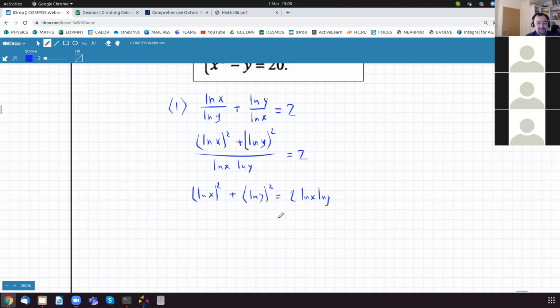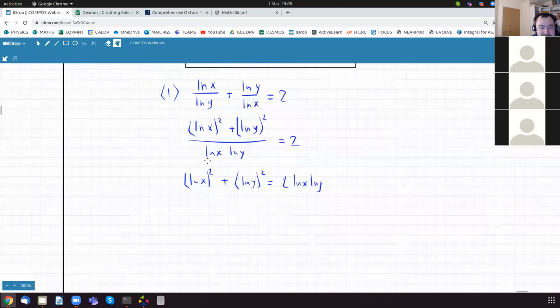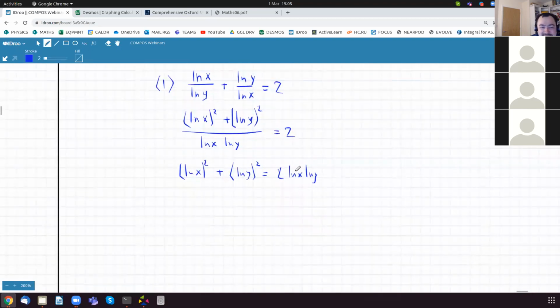And then it's like, wow, that's kind of tough. What do you do with that? Well, let's take this to the left-hand side. (ln x) squared minus 2 ln x ln y plus (ln y) squared.